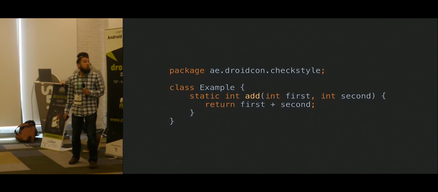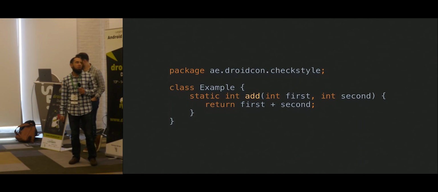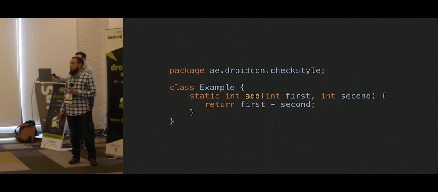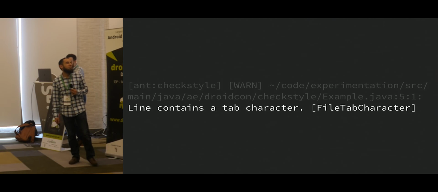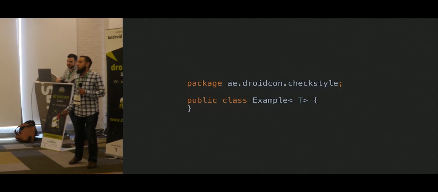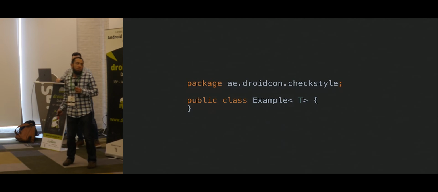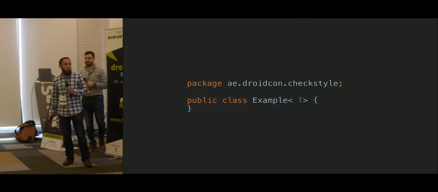So let's take an example. Here's a really simple class with a really simple method that just has two numbers. Does anyone see anything wrong with this? It's actually a trick question, but if we run it through Checkstyle, it'll say line contains a tab character. But how would you know that while you're reviewing the code, right? And line, you never use tabs.